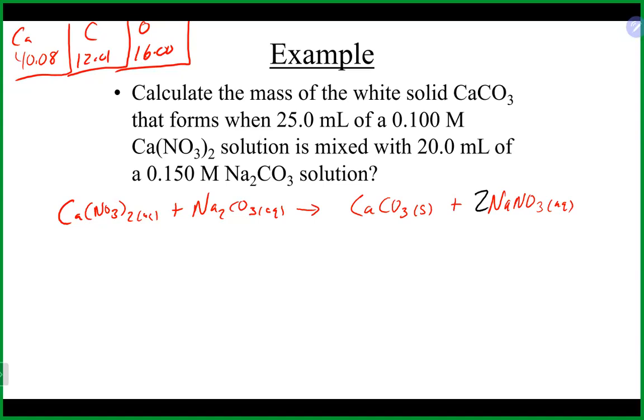At this point, we can look at what was given to us, and we have 25 milliliters of this guy. That is 0.1 moles per liter. Again, I'm getting rid of the big M for my calculation. We also have 20 milliliters of our sodium carbonate. That is 0.15 moles per liter.